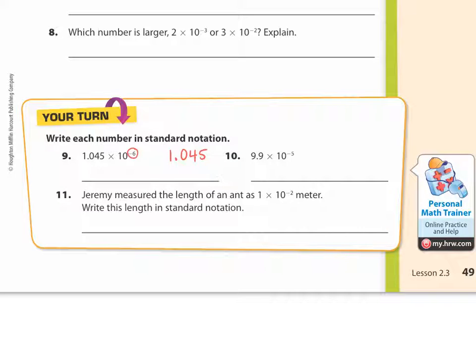To make it smaller, in standard notation, I got to move it to the left, right? 1, 2, 3, 4, 5, 6. My new decimal point is right where I ended. That's my new decimal point. And that means that my blank spaces are going to have zeros. And my solution is 0.00001045.